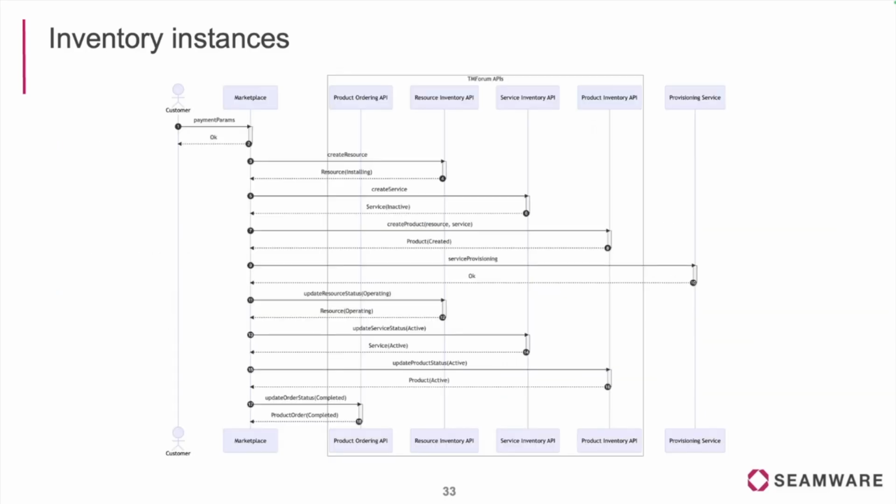So if we continue with our process, we have received the payment confirmation. Now that we know that, we are starting with the procurement process, which typically means: I'm going to create the resources in the resource inventory API, I'm going to create the services in the service inventory API, and I'm going to create the product in created state in the product inventory API. And now we start.